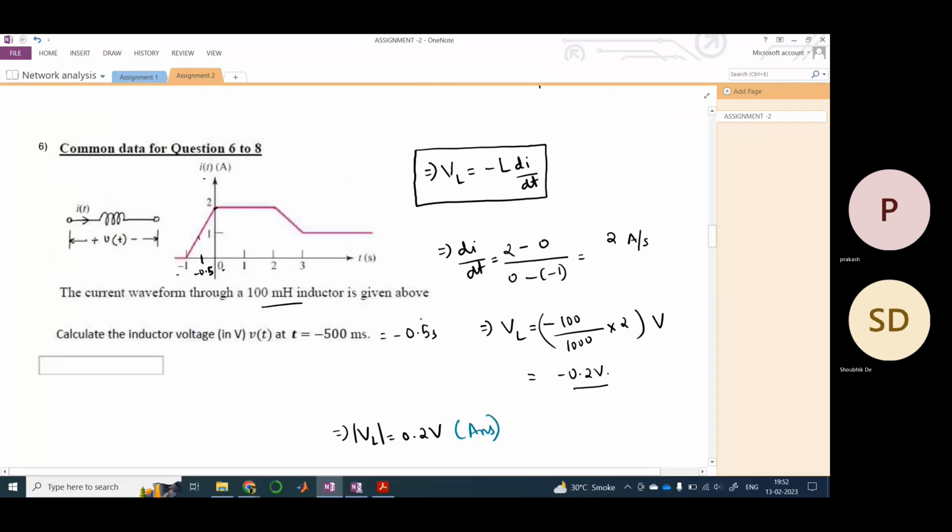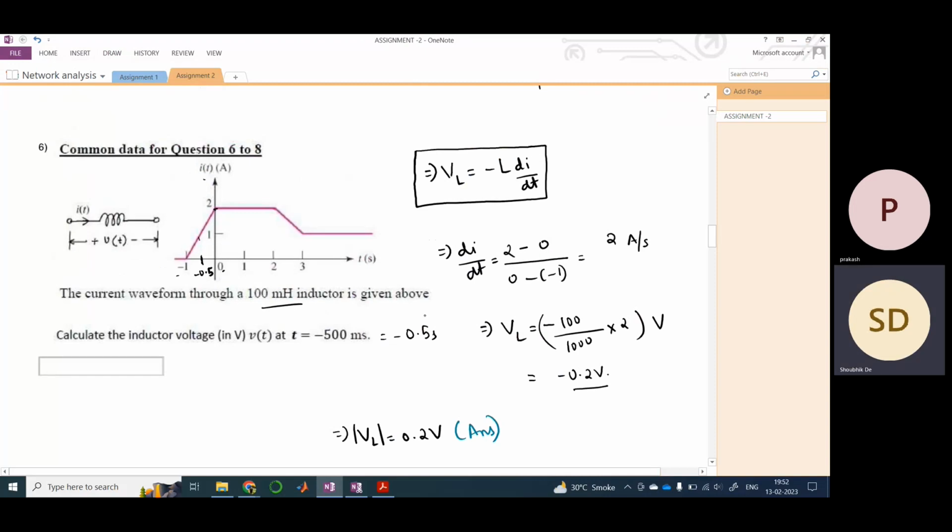Again, just to explain the problem quickly. You need to know how the voltage across the inductor is related to the current flowing through it. So V_L equals minus L di/dt. Since we have been told to find the inductor voltage at t equals minus 500 milliseconds, in this period we need to find the slope. So di/dt is nothing but the slope of this line, and since it is an increasing line, the slope would be positive.